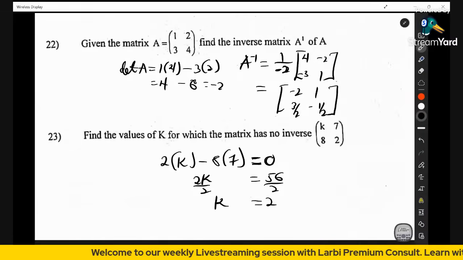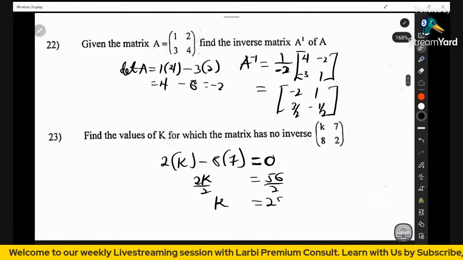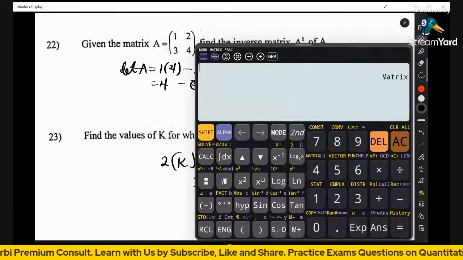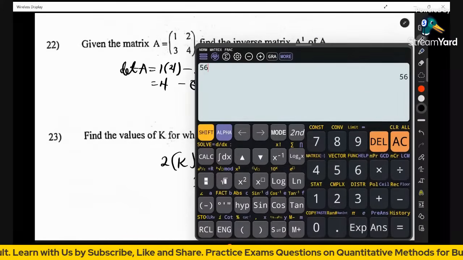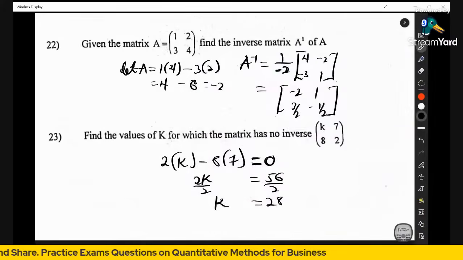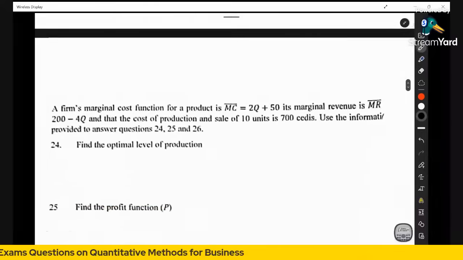Are you going to get 28? Yeah, I think it's 28. Or 29. Let's see, I have my calculator here. 56 divided by 2. Yeah, 28, sure. So you get 28. So that is that.